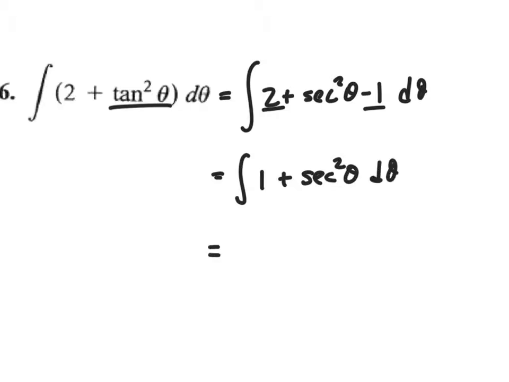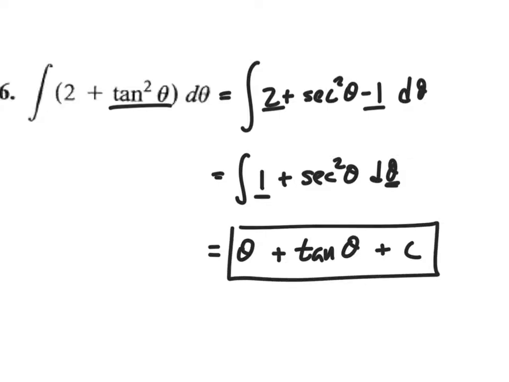As a result, the antiderivative of 1 with respect to theta is just going to be theta. And then the antiderivative of secant squared theta is just tangent theta, okay? The reason I know that is because if I take the derivative of tangent theta, I get secant squared theta, okay? And then we have to add in our constant c, okay? But that, folks, is it. That's our antiderivative, okay?